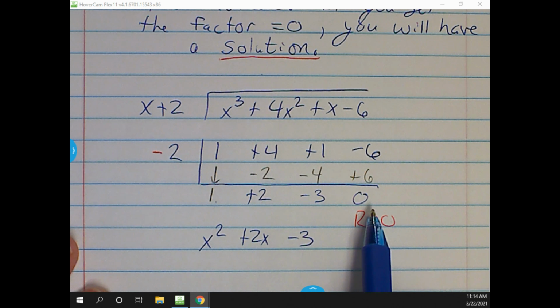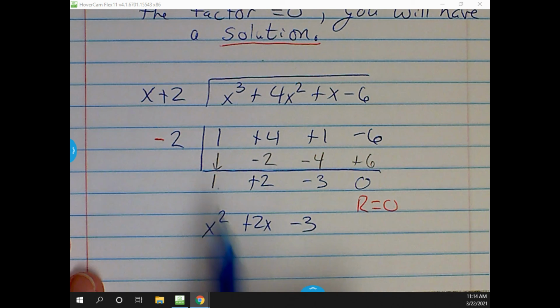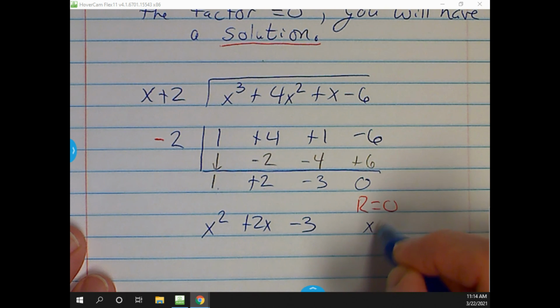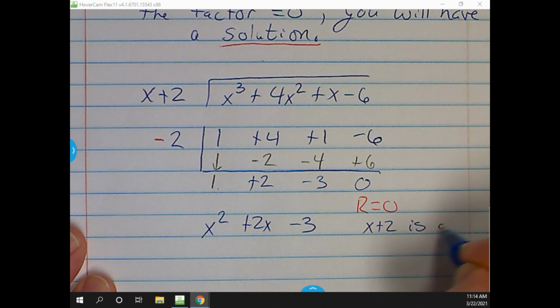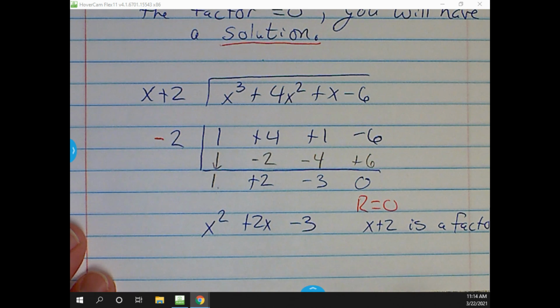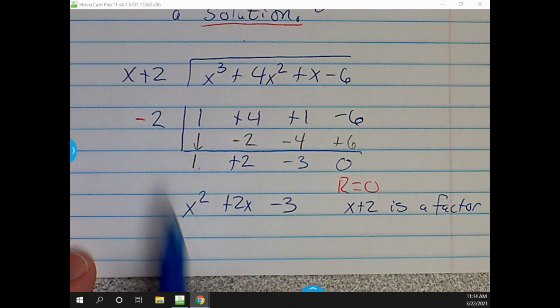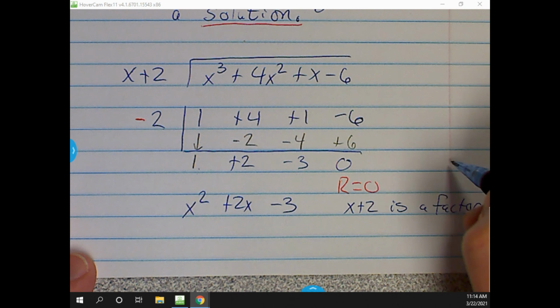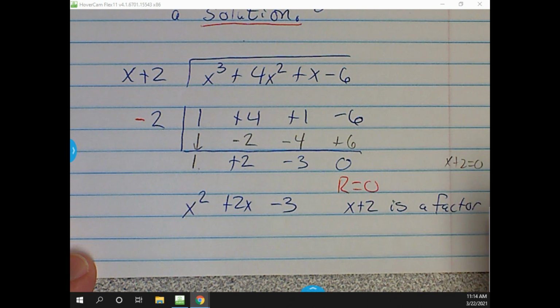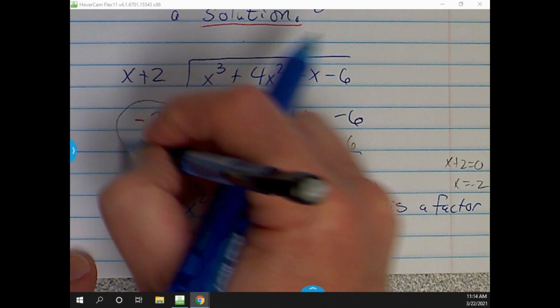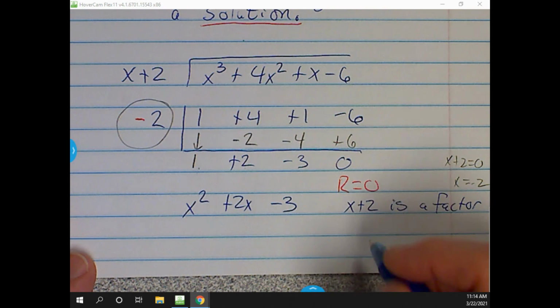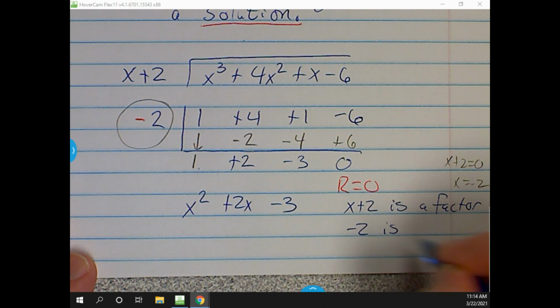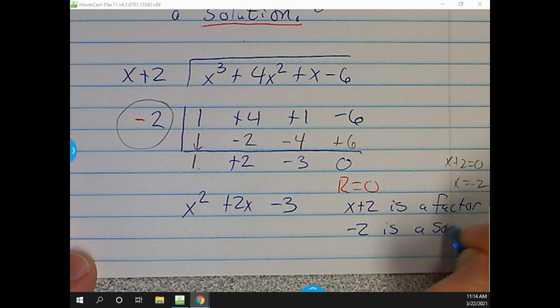Okay, but remainder equals 0 tells us a couple of things now. That means that x plus 2 is a factor. But then the other thing that also goes with that one is that if we did this x plus 2 and set it equal to 0, you'd see real quick that we subtract 2 from both sides to get x equals negative 2. That means that this number that we divided by, x equals negative 2, is a solution.